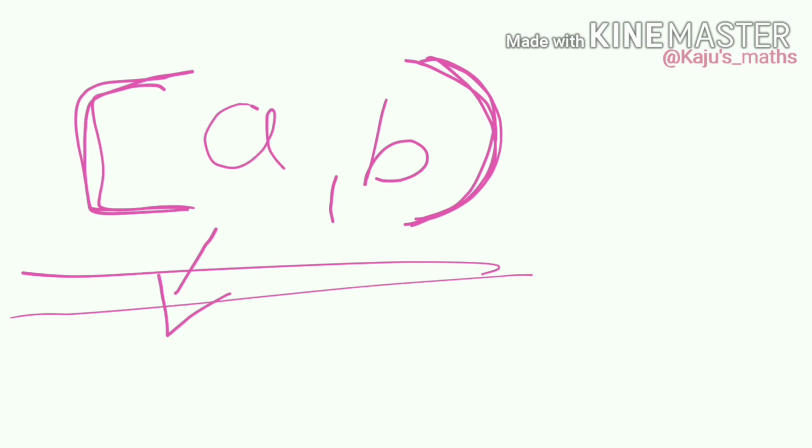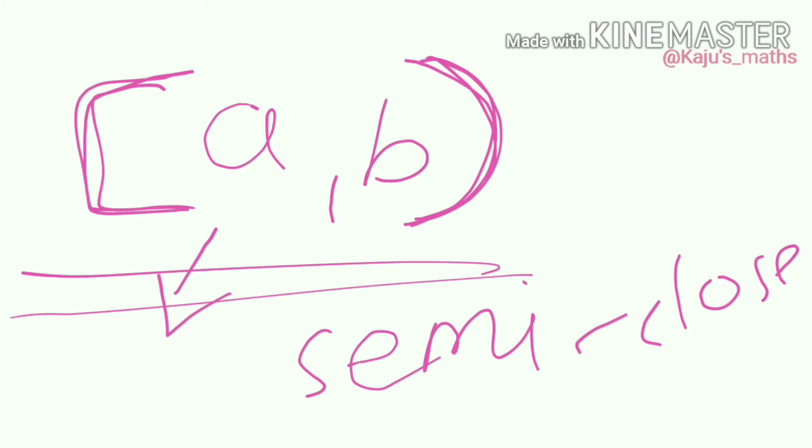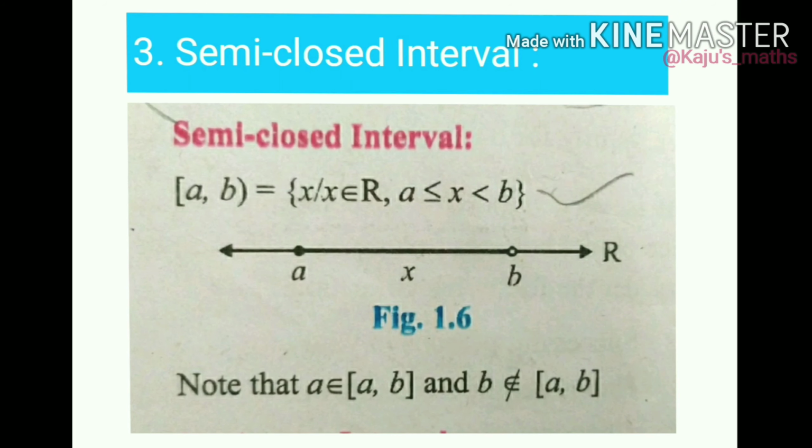It means semi-closed, half closed. Okay, so here a belongs to the interval a comma b, but b does not belong to the interval a comma b. So this interval will be like this, from a to b, but b cannot be included. So this is a semi-closed interval. This is a very important condition to remember.